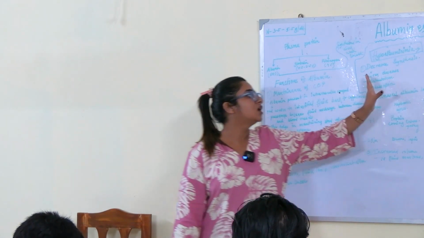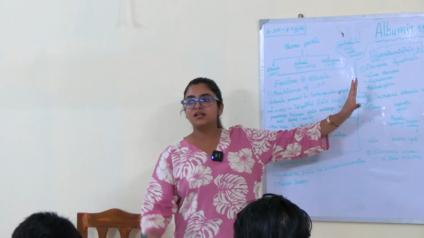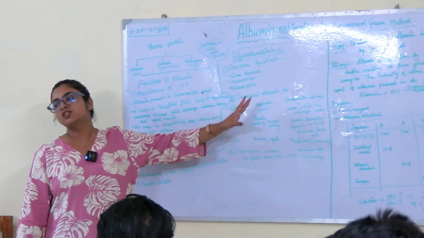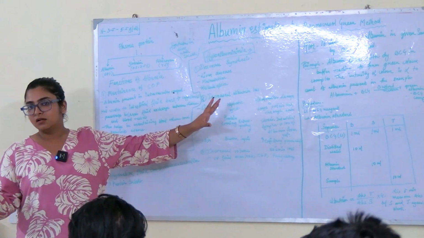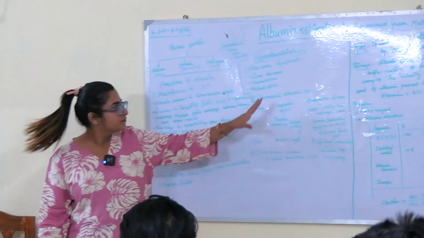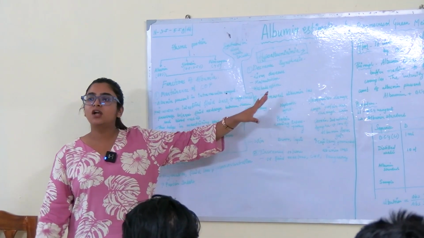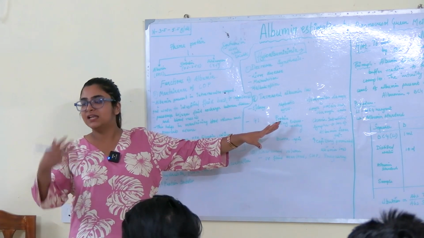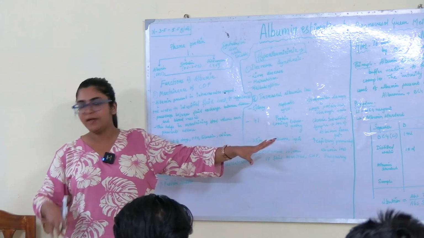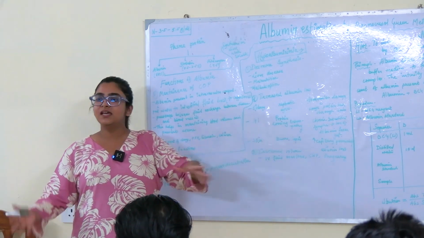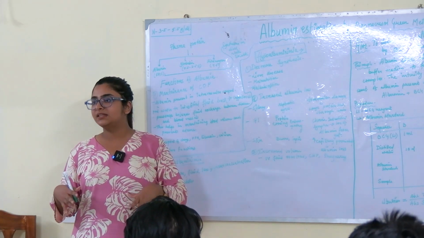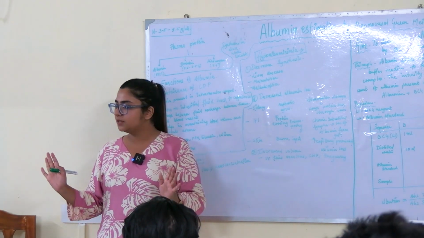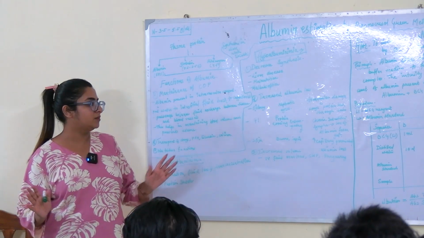Decreased synthesis will result in what? Decreased synthesis is what? Liver disease. Any liver disease will eventually cause less albumin production, right? Malnutrition. The person is not taking enough protein, less amino acids, and then less albumin production in the body. Okay. Malabsorption. Even if there are enough amino acids, they are not getting absorbed. So there is less albumin production. Simple. So these are the causes of hypoalbuminemia.